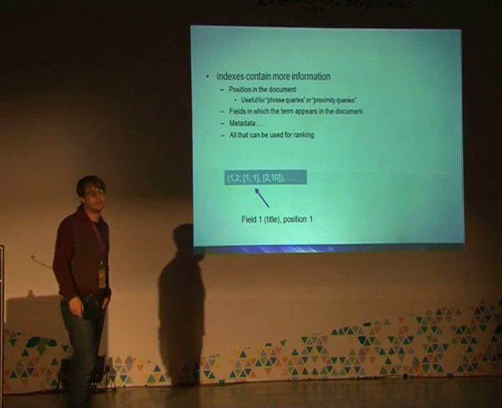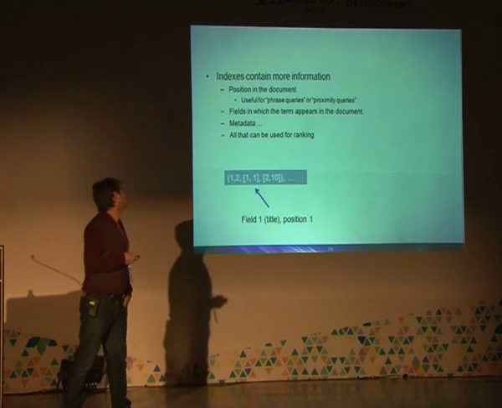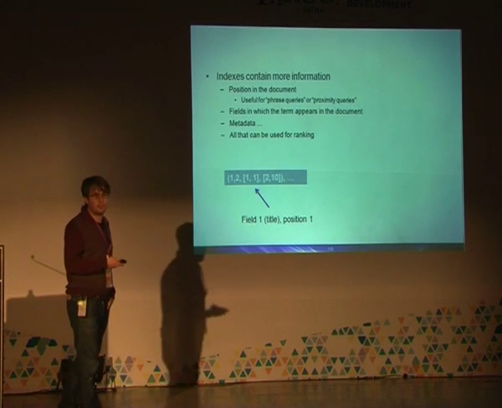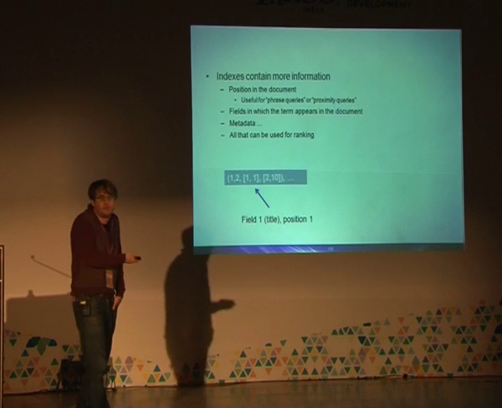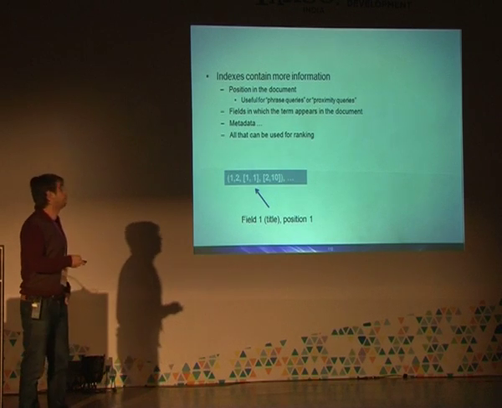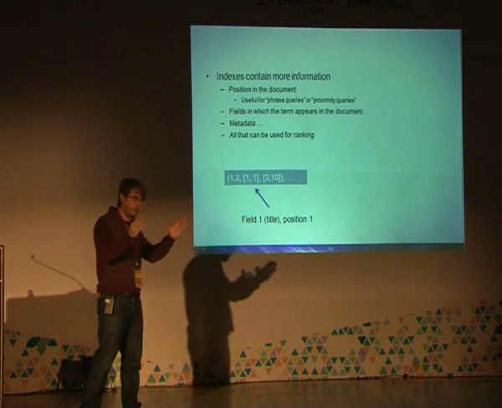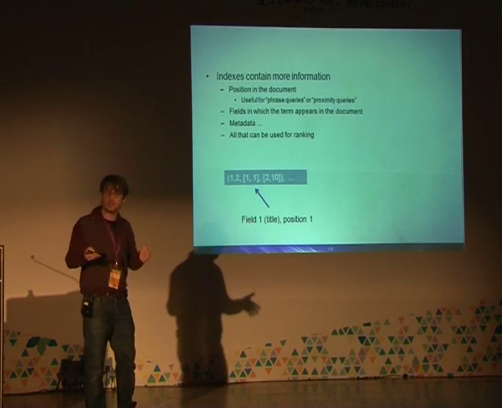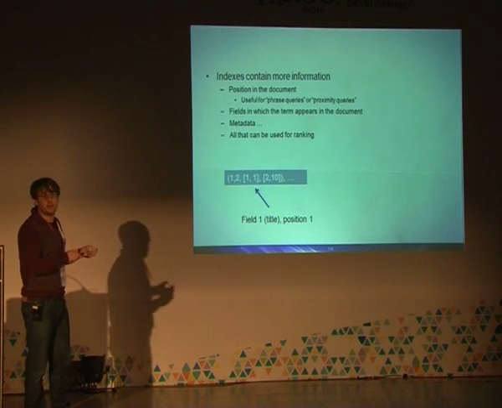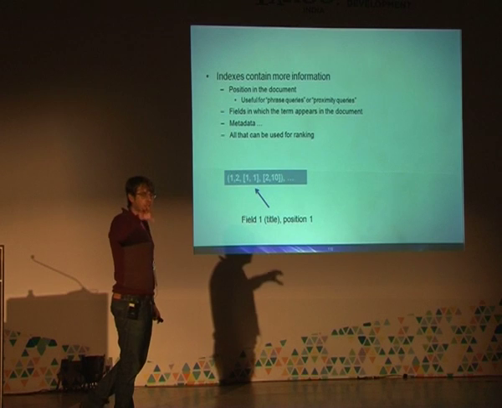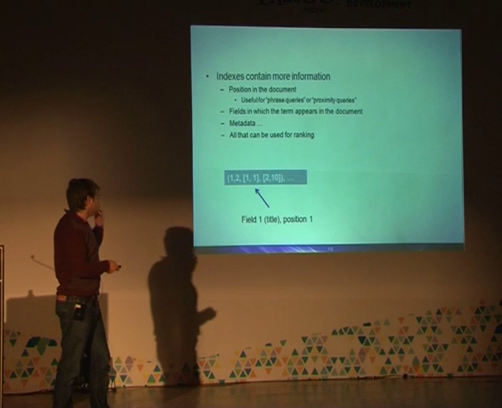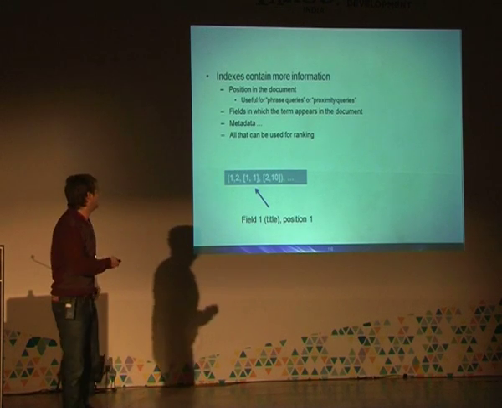You can put more information there. For instance, you can put here the position in which the term appeared in the document, right? So this term was the first term that is seen in this document. And this is very useful for phrase queries, right? When you put quotes, you want these things that appeared consecutively in the document. So to match these things, you need positional information. You can also put the fields in which the term appears. So you know that this term appears in the title, this term appears in the body, in the anchor text. You can also put metadata and payloads of information here, right?